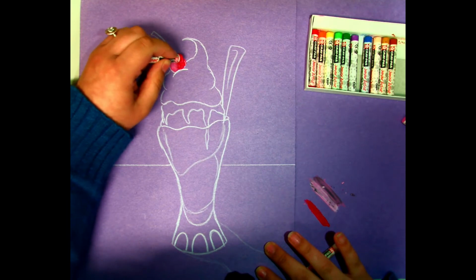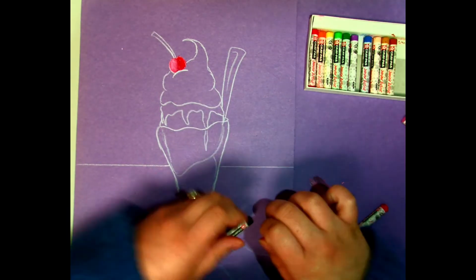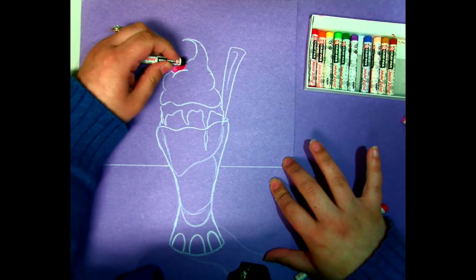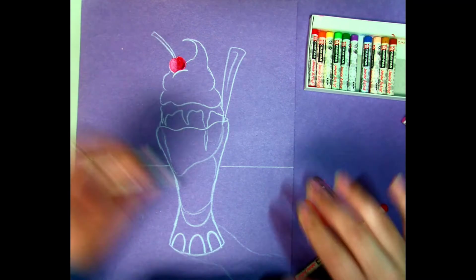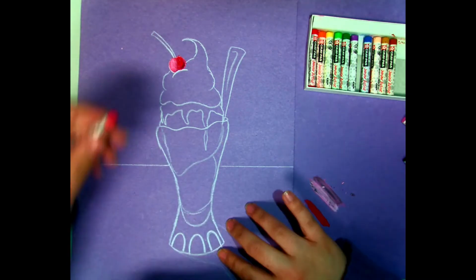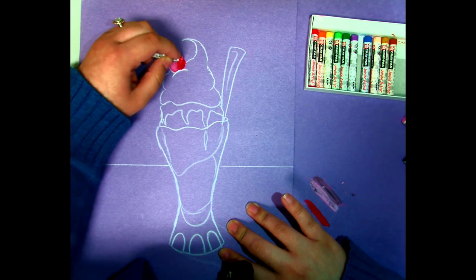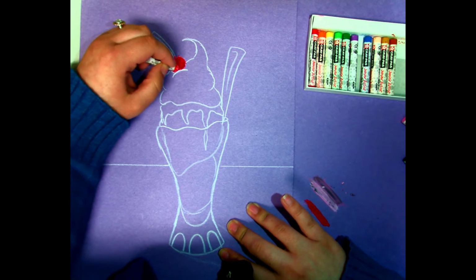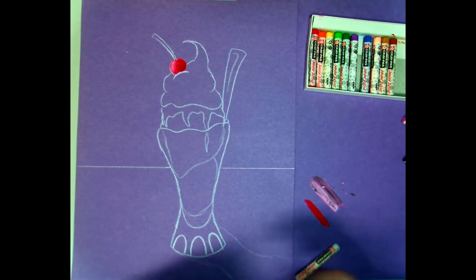If I wanted to, I might not, but just to show you, to do the shadow, I can add a little bit of black to add the shade of red to make my cherry look a little bit more realistic and 3D in form. Okay, so I've done my cherry. I think that's good.